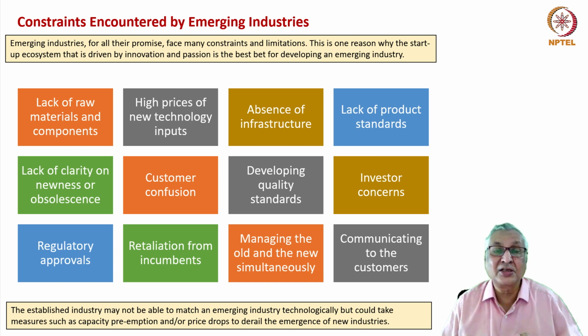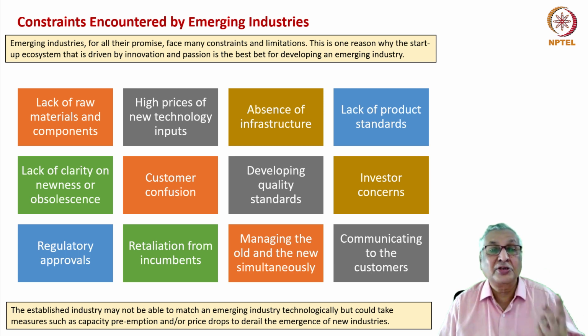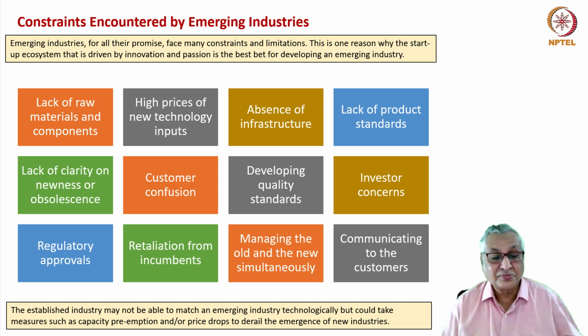Classic case is again the electrification of the automobile industry. The industry is in fact today two industries. The executives, leaders and managers have to run two types of industrial paradigms simultaneously, phasing down one and phasing up the other. The established industry may not be able to match an emerging industry technologically, but could take measures such as capacity preemption and or price drops to derail the emergence of new industries.